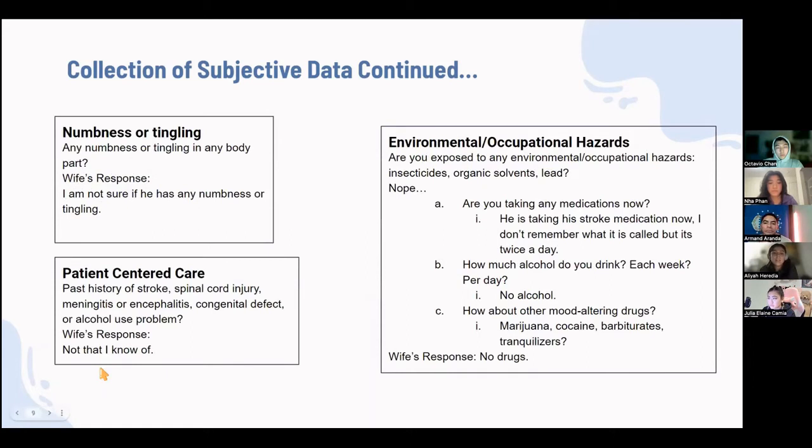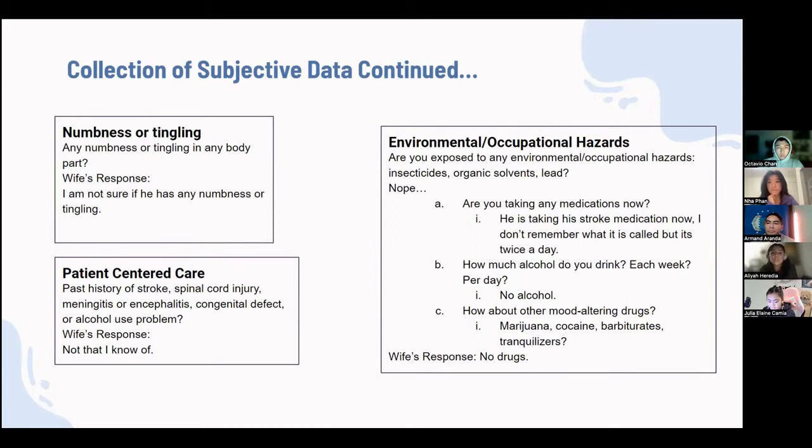And now we would ask about numbness or tingling. Any numbness or tingling in any body part? His wife responded, I'm not sure if he has any numbness or tingling. Now for patient-centered care, we would ask about history of stroke, spinal cord injury, meningitis, encephalitis, congenital defect, or alcohol use problem. His wife responded, not anything that I know of.